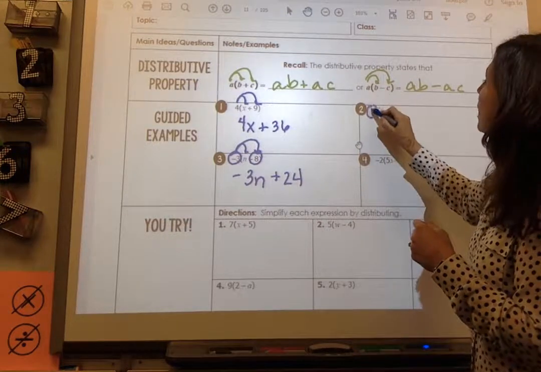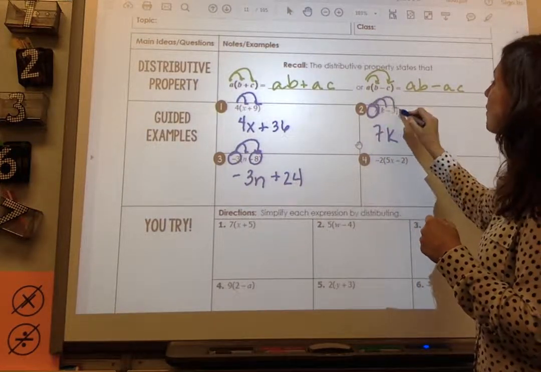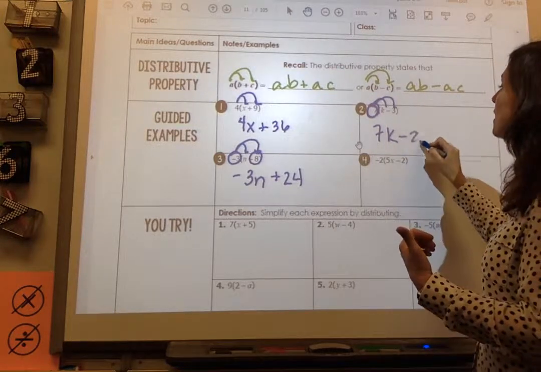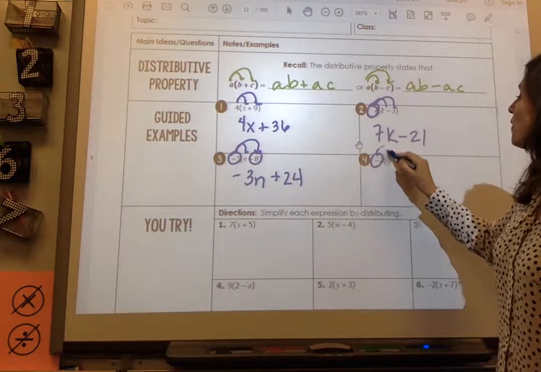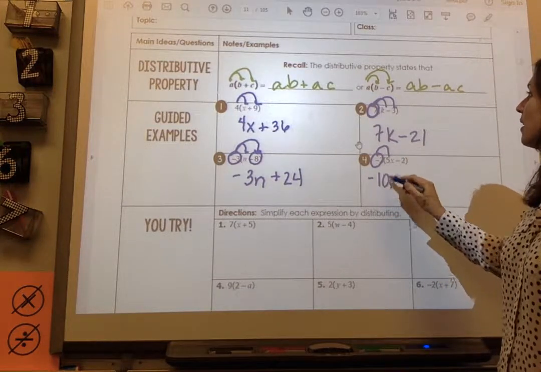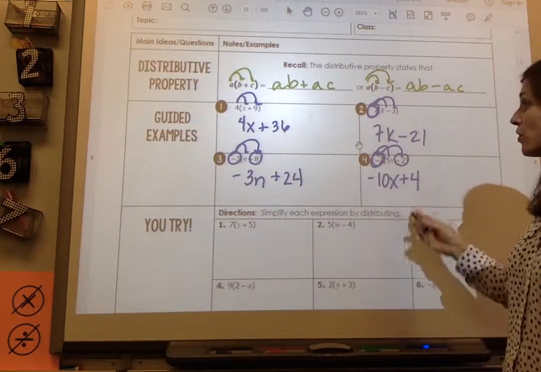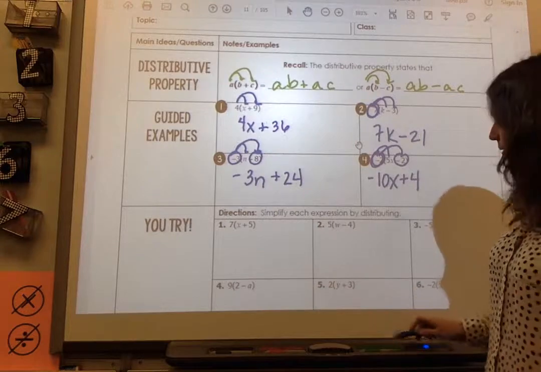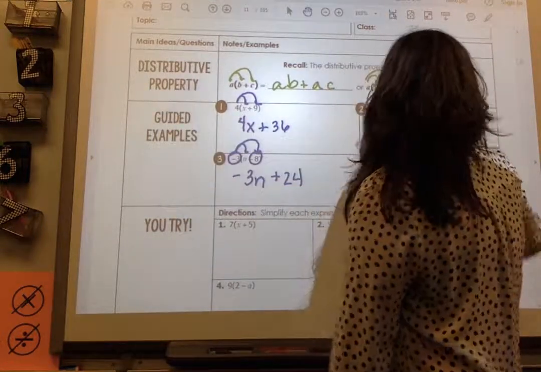You're multiplying a positive 7 times k, which is 7k, and a positive 7 times a negative 3, which is a negative 21. On number 4, you have negative 2 times 5x is a negative 10x, and a negative 2 times a negative 2 is a positive 4, so that changes my sign. Okay? All right, so that's the guided practice.